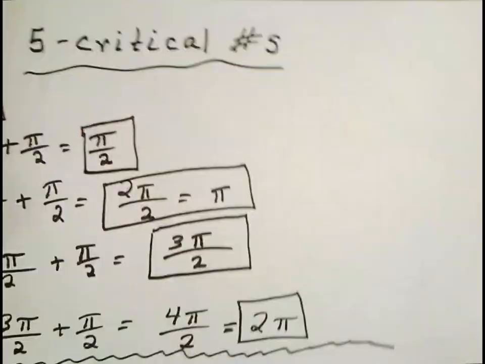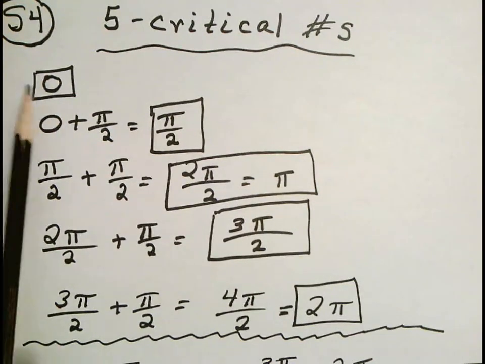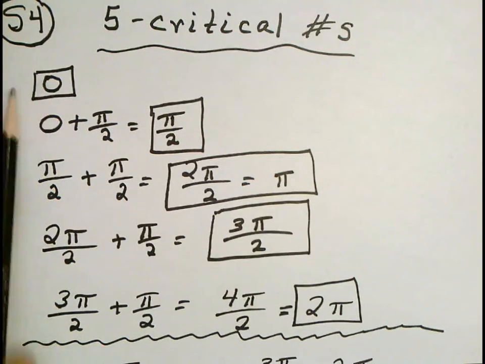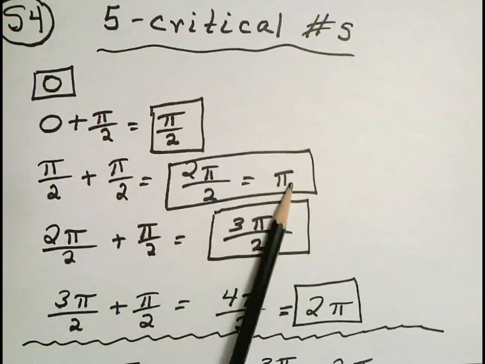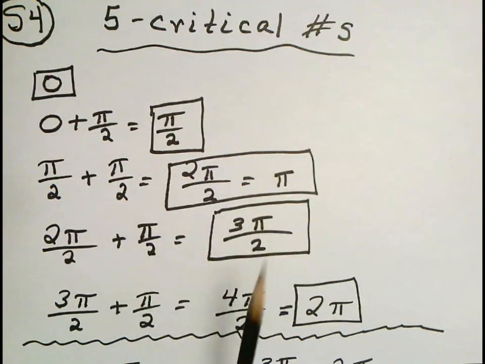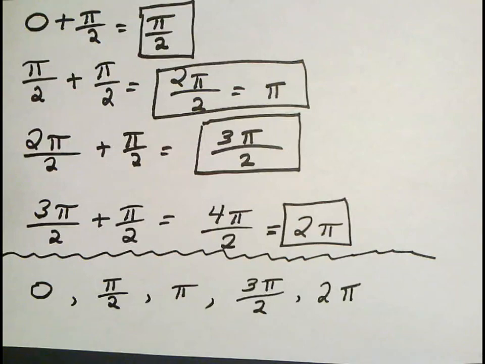Then we're going to find our 5 critical numbers. So 0 was the first one. Remember, we got that from the inequality. Then we add our increment, pi over 2, add our increment, pi, add the increment, 3 pi over 2, add the increment, 2 pi. And our 5 critical numbers then will be 0, pi over 2, pi, 3 pi over 2, and 2 pi. So let's look at the graph of this cosine function.